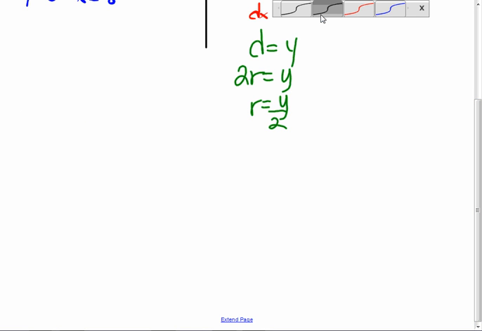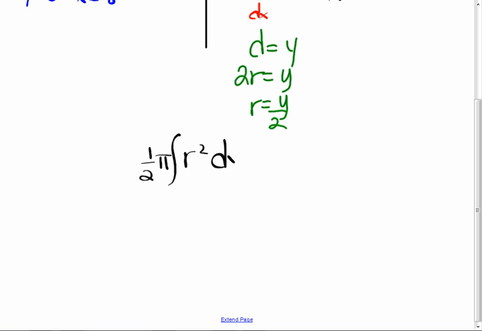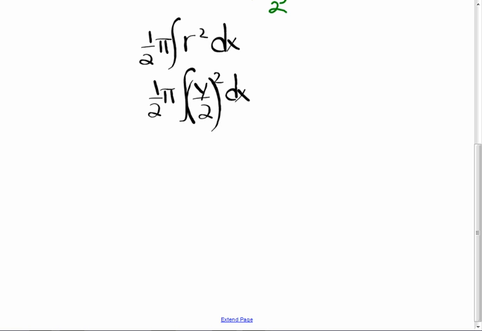Not quite yet. So it's the integral of 1/2 pi, and it's r squared dx. Guys, be quiet for a couple more minutes. I'll be done sooner. Okay, r squared is, what's r? It's y over 2. And you are going to square the 2, which makes that what? 4. And I'm going to bring the 4 out, so I'm going to have 1/8 pi y squared dx. Now all I have to do is figure out what y is.